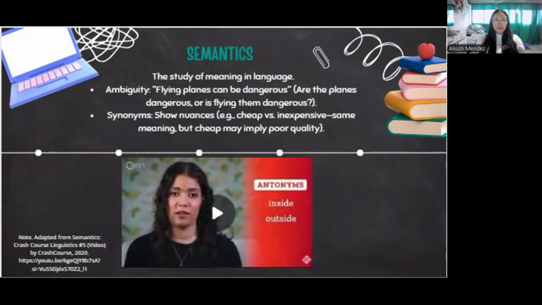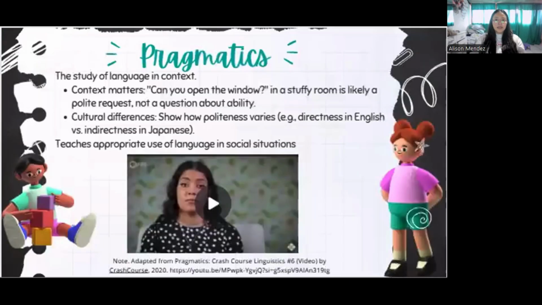Okay, continue with pragmatics. Pragmatics focuses on language use in context. For example, "Can you pass the salt?" is usually a polite request, not a literal question about ability. Pragmatic knowledge helps learners navigate social norms and communicate effectively.